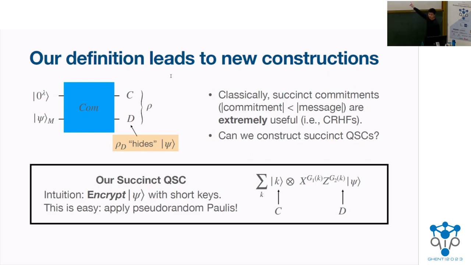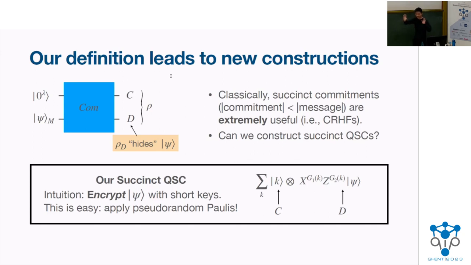So one thing I didn't say here was how do we verify the commitment? The sender is going to send the commitment, but then the receiver has to verify that that commitment was correct. So what happens if you apply a Pauli X on this D register here is that if you undo the commitment unitary, it's not going to pass.